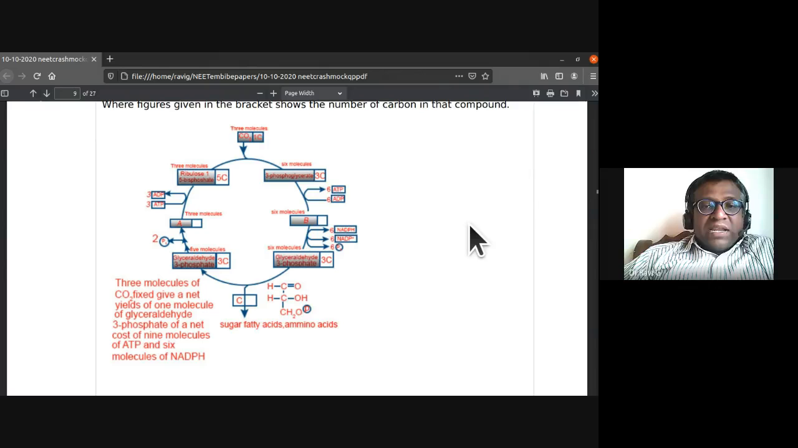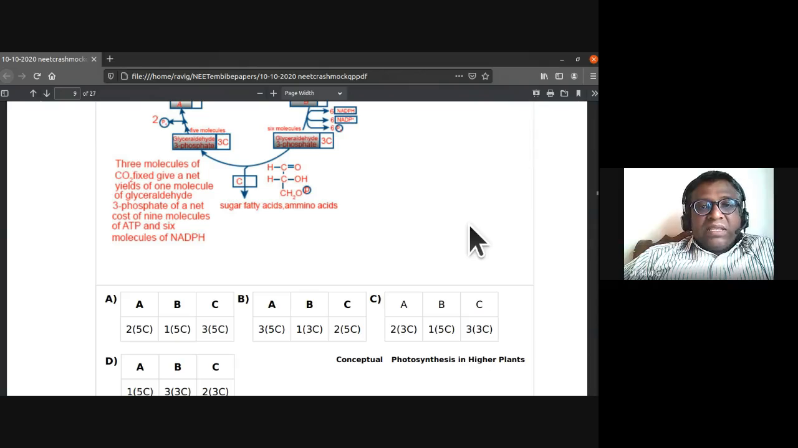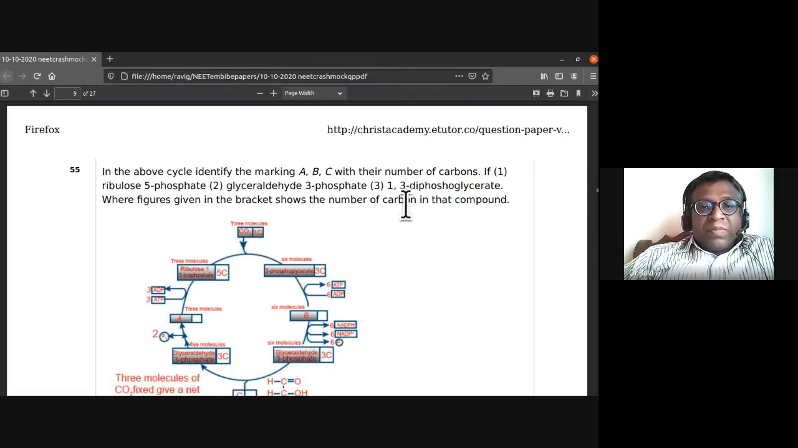Let us understand. So A, what is it that is going to form? Ribulose biphosphate, but before that there is ribulose monophosphate. So this molecule should be ribulose 5 phosphate. Then B is 3 phosphoglycerate, which becomes 1,3 diphosphoglycerate, so B should be 3.